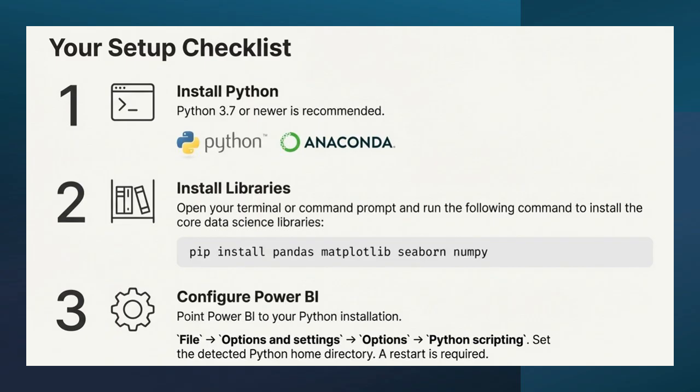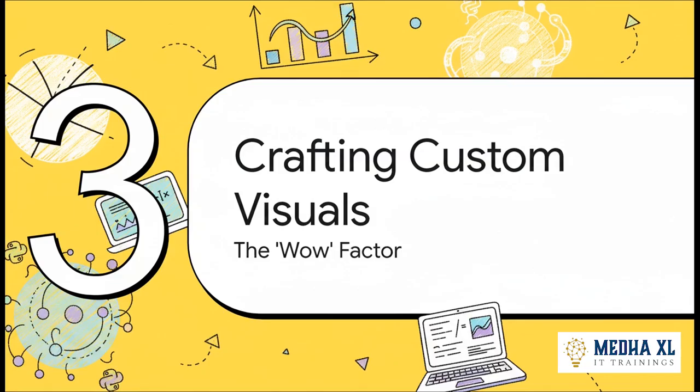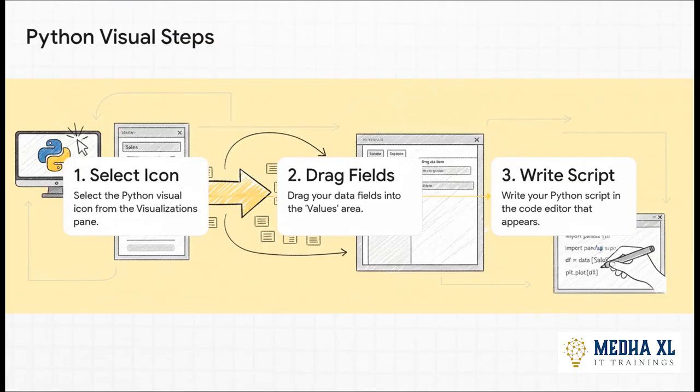All right, now for the main event. Building those incredible custom visuals. This is where you really get to break free from the standard bar and line charts and start telling completely new stories with your data. And you're going to love how easy it is to get started. It really just boils down to these 3 simple steps. You click the little Python icon in your visualizations pane, drag over the data you want to use, and then you just start writing your Python code right in the editor that pops up. Power BI handles all the background work for you.